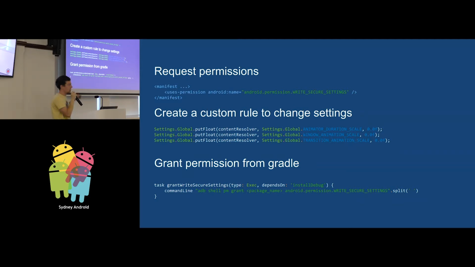The problem is that this permission will not be granted unless your application is signed with the same private key as your image. So we need a way to set the permission. We can grant this permission through ADB. Just with a single line in our Gradle file, we can grant this permission so that our test code at runtime can disable these animations and then re-enable them after our tests have run.